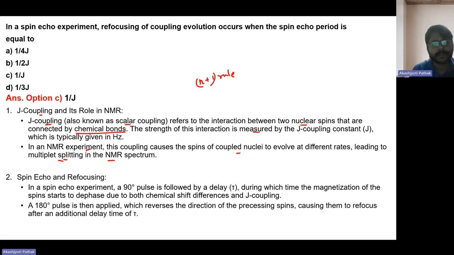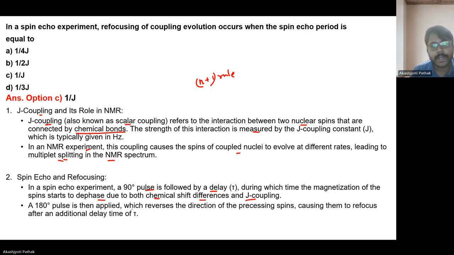The frequency domain. And what happens then in a spin echo and refocusing? In a spin echo experiment, a 90-degree pulse is followed by a delay, right? Just what we saw in the last question. We allow a delay of time t. During this time, the magnetization of the spins starts to dephase due to both chemical shift differences and J coupling. Because of these chemical shift differences, we get to see the J coupling between the nuclei that are chemically bonded to each other, and a 180-degree pulse is then applied.